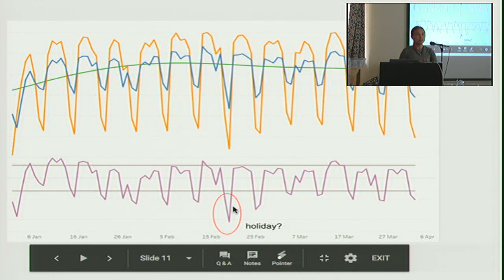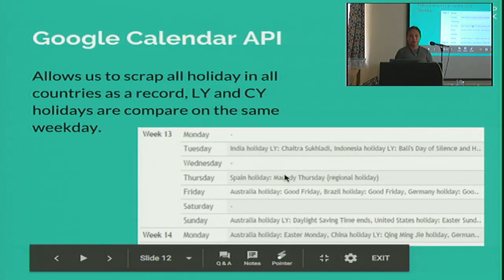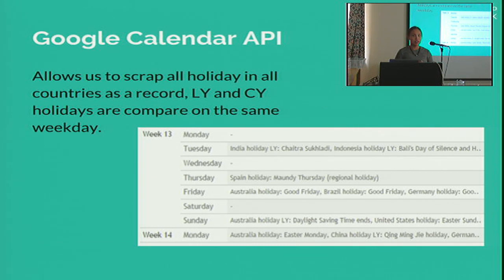As I said, we know when the holiday happened, so all we need to find is this number, but we can cross-check: does the holiday happen at this time? So we use the Google Calendar API to get all the holidays, like what is the holiday this year? And if you compare week to week from last year, was it a holiday last year? So we can see the impact of the holiday.